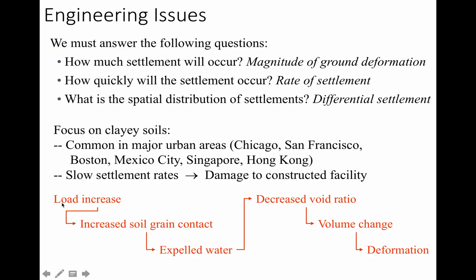So as the load increases, you're increasing the grain contacts. Remember the increased grain contacts, that is our effective stress. Then we're expelling water, so that is changing the void ratio. So now the voids are getting smaller. That leads to a volume change, which ultimately leads to deformations.